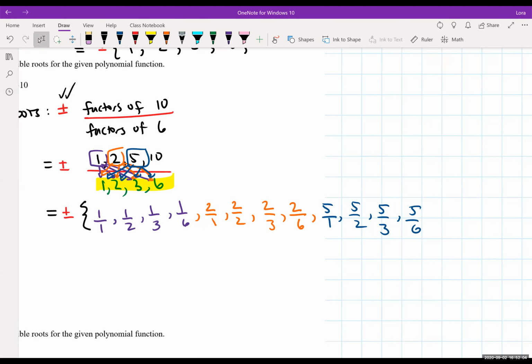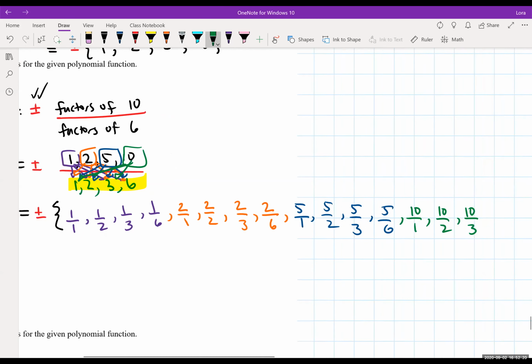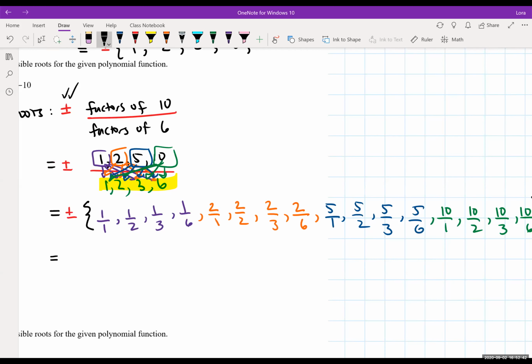And let's take a look at 10. So 10 over 1, I know it's getting a little messy. 10 over 2, 10 over 3, and 10 over 6. And that is the end of the possibilities. Now, I know it looks a little intimidating. There's a lot of factors going on, but when you start reducing these, you'll notice that you see some repeats. So when you write your final answer, you're going to want to make sure you don't rewrite the repeats over.